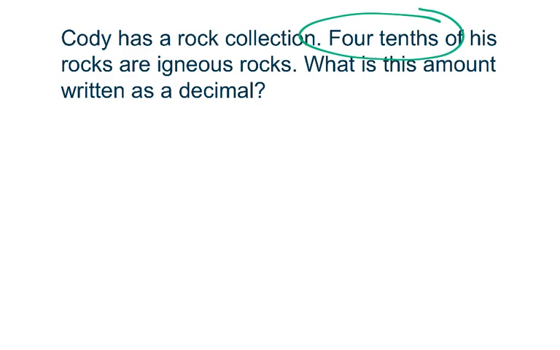I need to take 4/10 and turn that into a decimal. So I would have 4/10. That's how much of Cody's rock collection are igneous rocks.